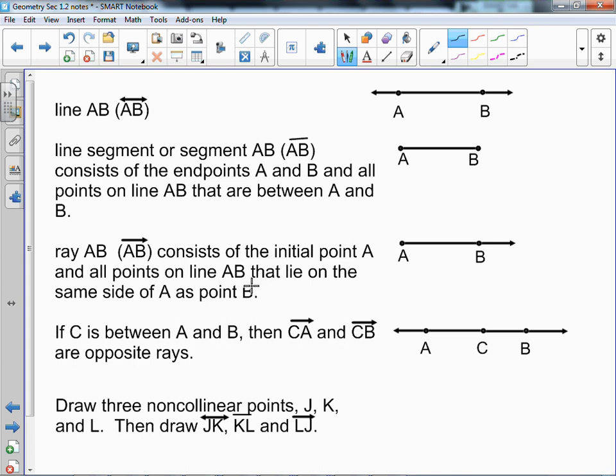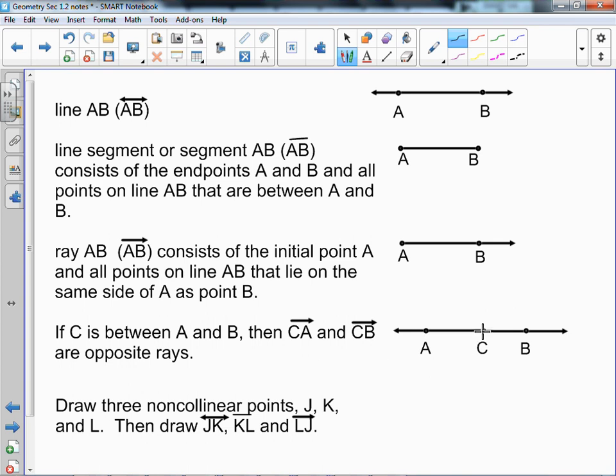Now whenever we name a ray, one thing we have to make sure of is that the first letter, when we say ray AB, that first letter has to be the initial point. So always make sure that the point where it starts is the first letter and a point that's on the arrow side is the second letter. If C is between A and B, then ray CA and ray CB are opposite rays.